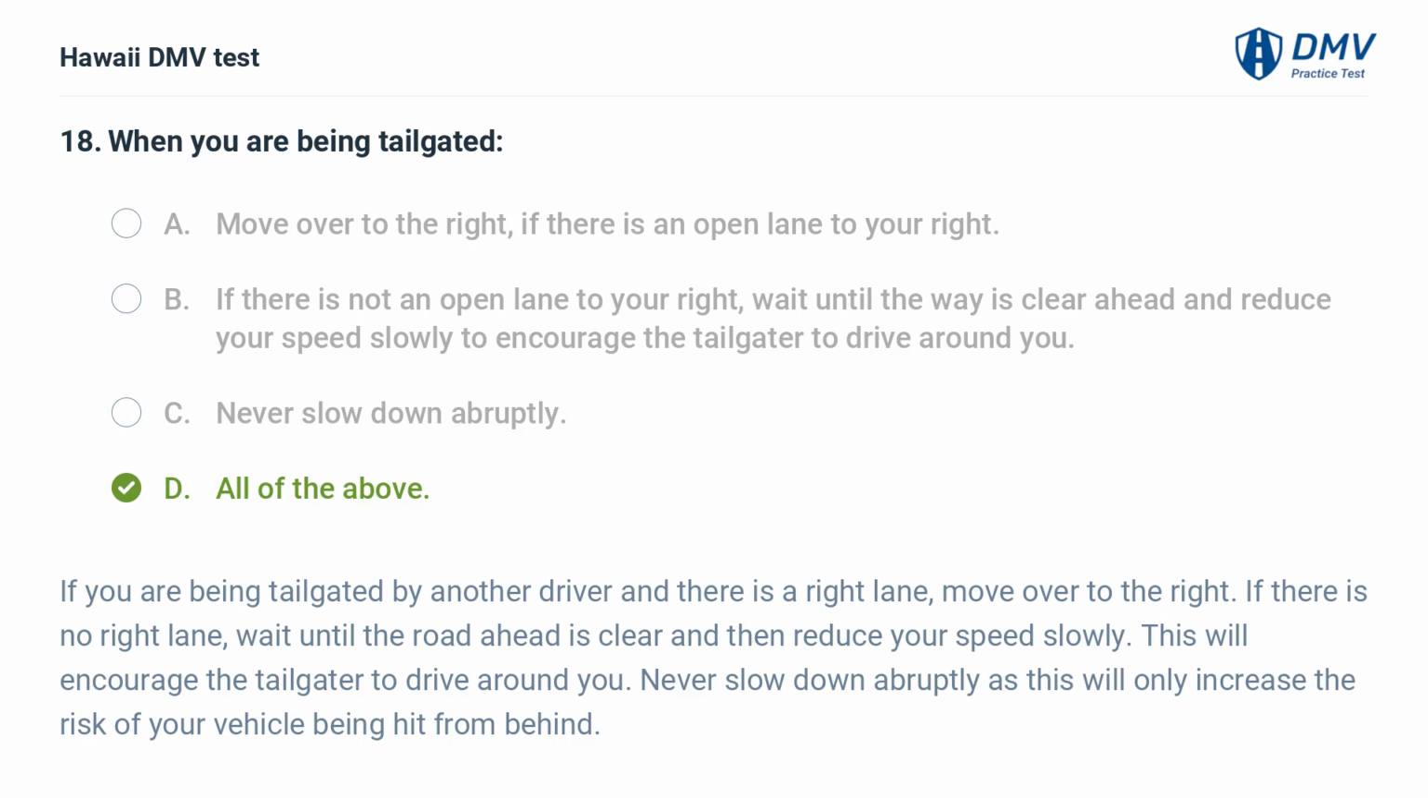D. All of the above. If you are being tailgated by another driver and there is a right lane, move over to the right. If there is no right lane, wait until the road ahead is clear and then reduce your speed slowly. This will encourage the tailgater to drive around you. Never slow down abruptly, as this will only increase the risk of your vehicle being hit from behind.